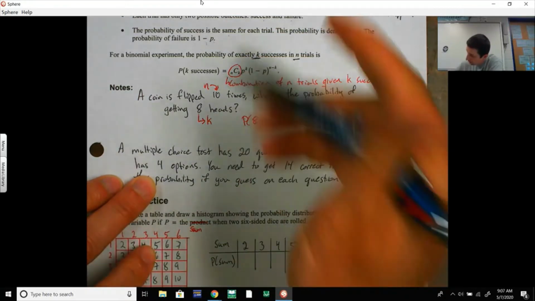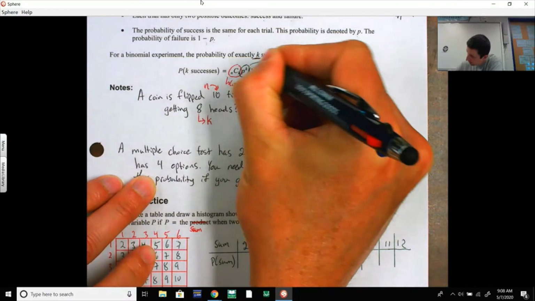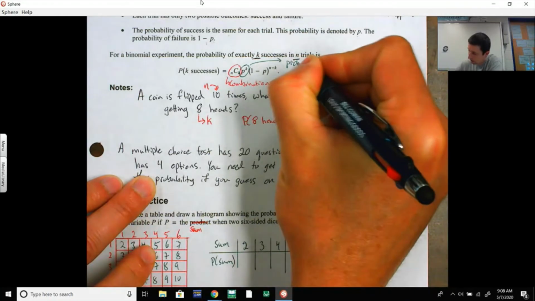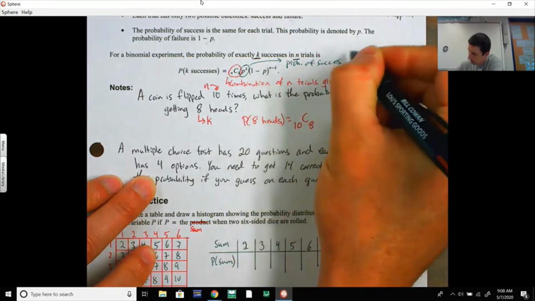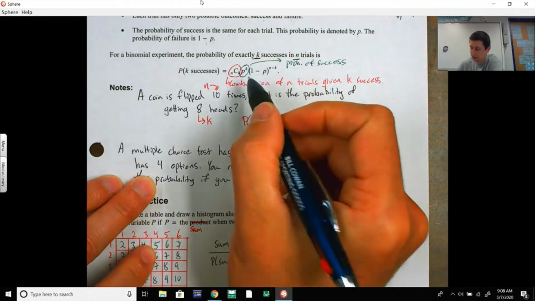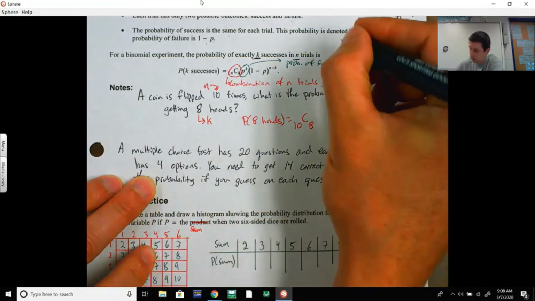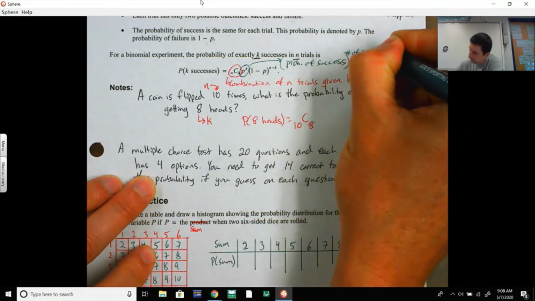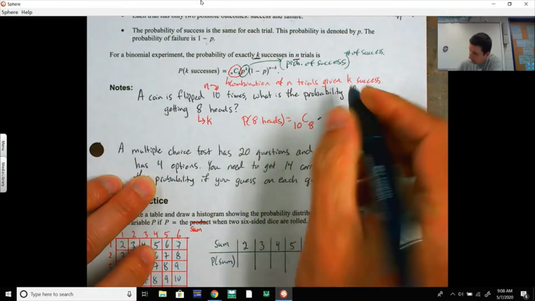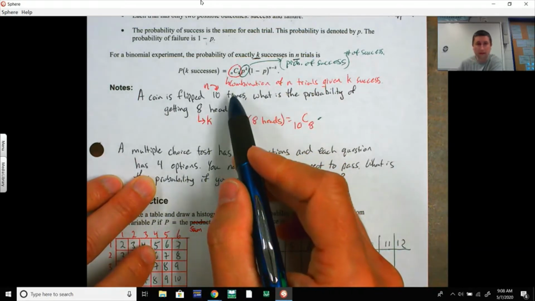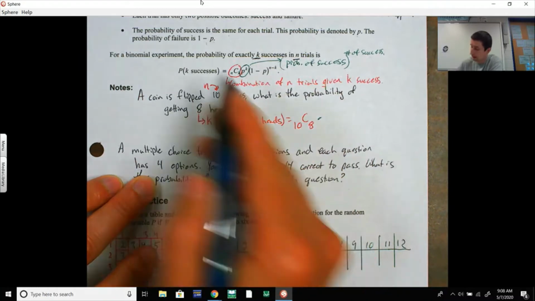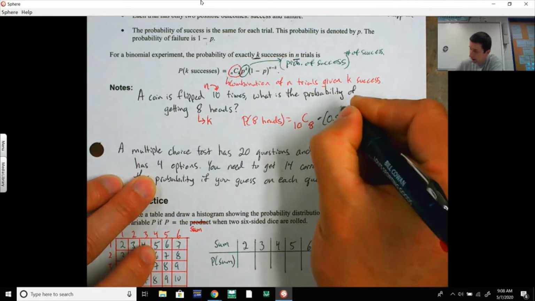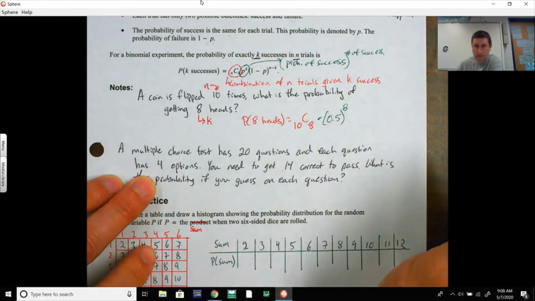Let's talk about this next part here, P to the K. Remember, P is your probability of success, and K is the number of successes you want. So it's the probability of success raised to the number of successes that you want. If we're flipping a coin, the probability of getting a heads is 1/2, so that's a probability of 0.5. We want to do that 8 times. 0.5 to the 8th.